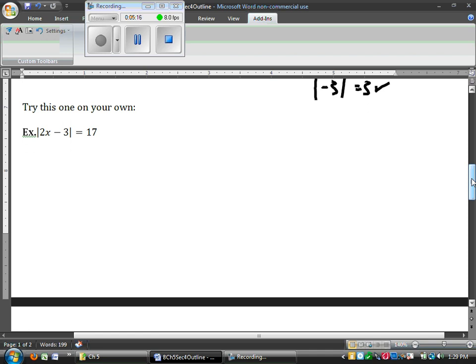All right, so what we're going to do here is, like I said, 2x minus 3, just like up top, equal to 17. We'll also take 2x minus 3 and set it equal to negative 17. So we'll solve this positive one first by adding 3. That cancels. 2x equals 20.